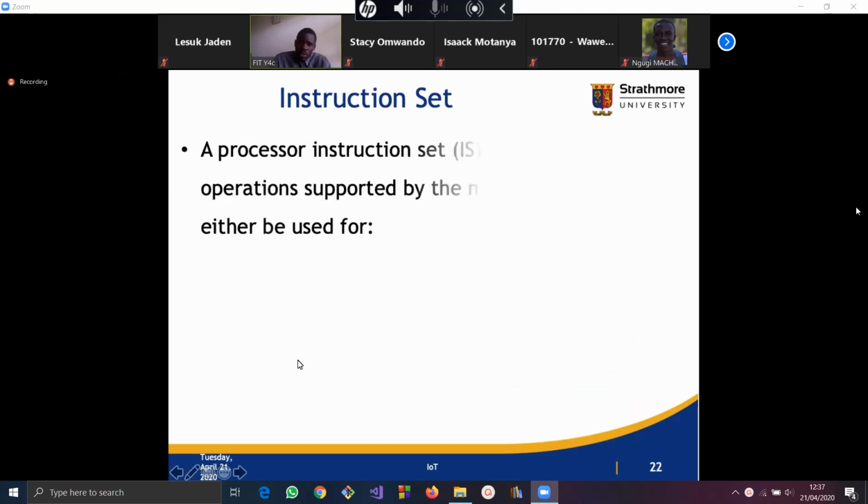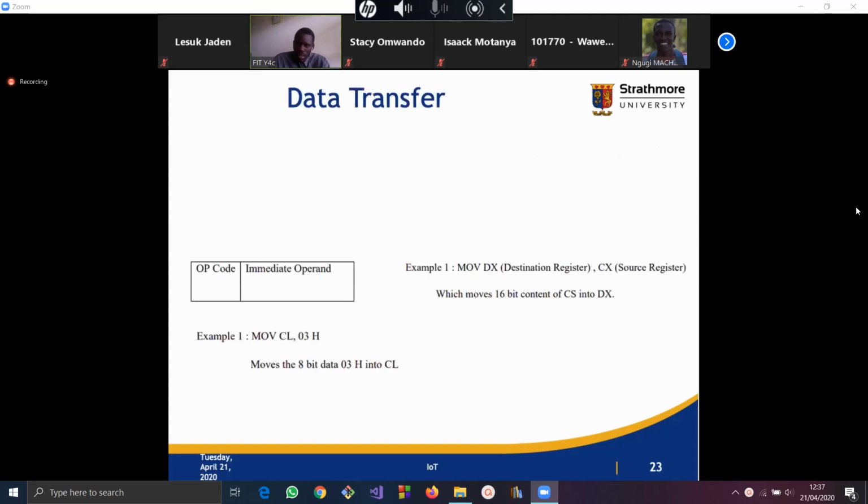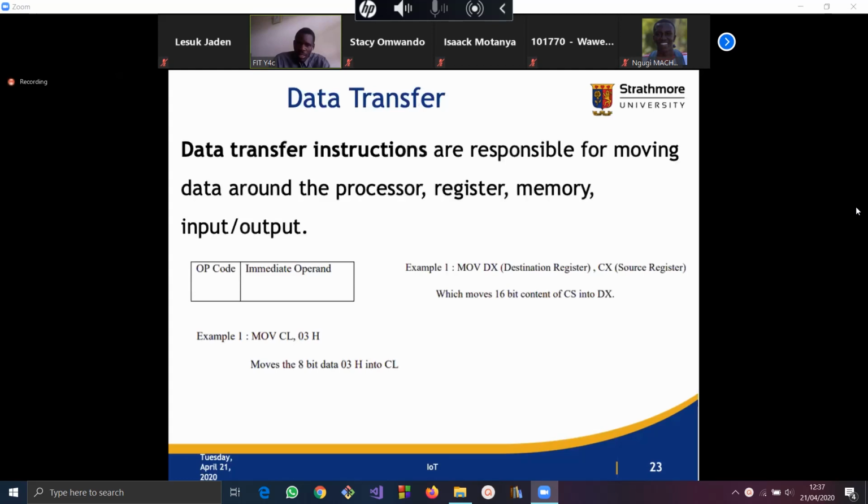To describe it faster, instruction sets can perform three main tasks: data transfer, flow control, and arithmetic and logic. For data transfer, this is an example of an instruction set. You have an opcode, then the operand. For example, move dx, cx. Move is the opcode, then dx, cx is the operand. You're basically saying move the contents that are in register cx to dx.